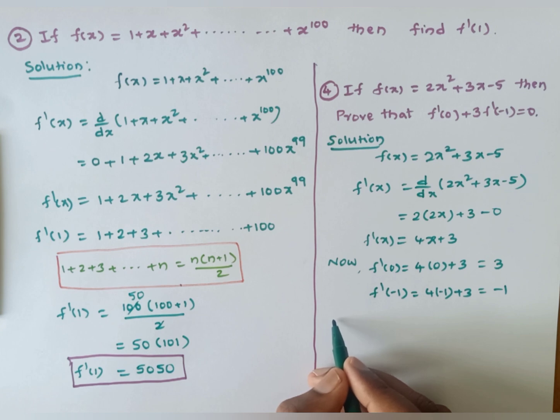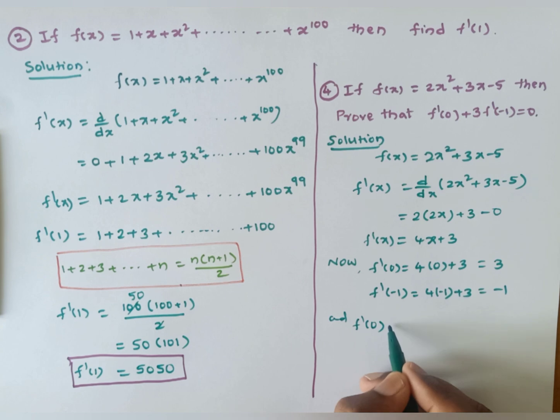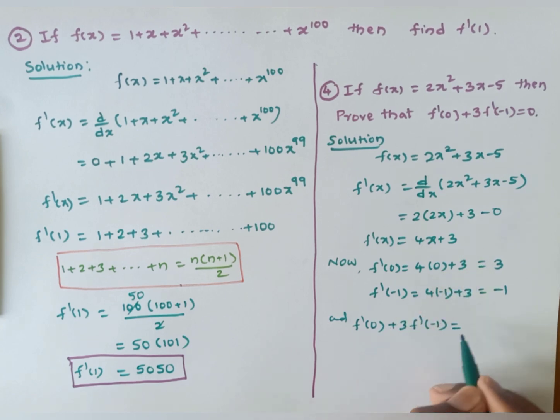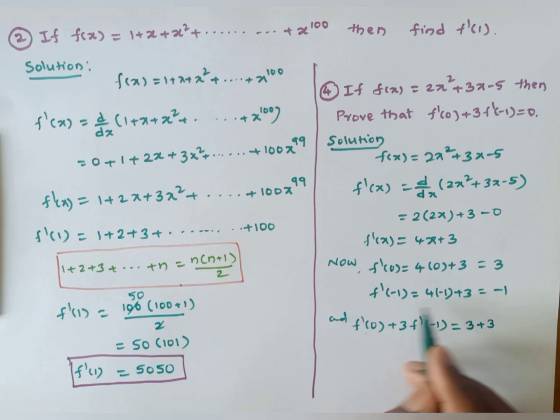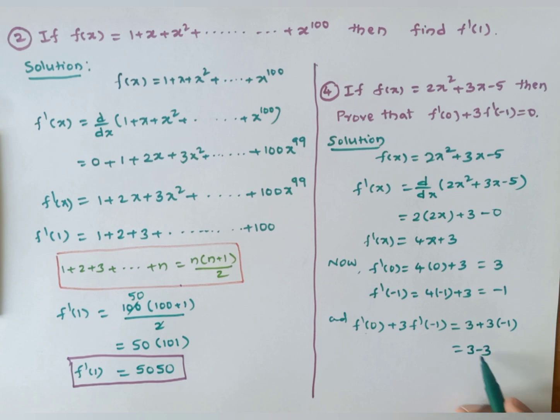Now we need to find f prime of 0 plus 3 into f prime of minus 1. Considering the given expression, f prime of 0 we already have as 3, plus 3 times f prime of minus 1, which is minus 1. So it is 3 minus 3, which is 0. So f prime of 0 plus 3 into f prime of minus 1 is equal to 0 when f of x is 2x square plus 3x minus 5.